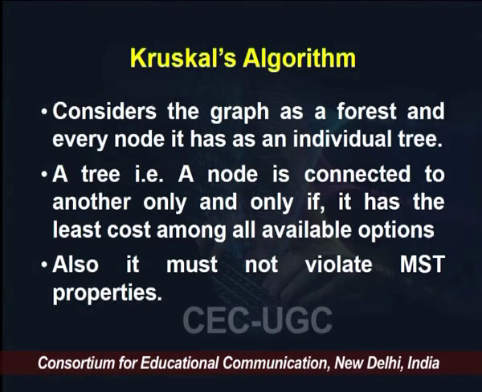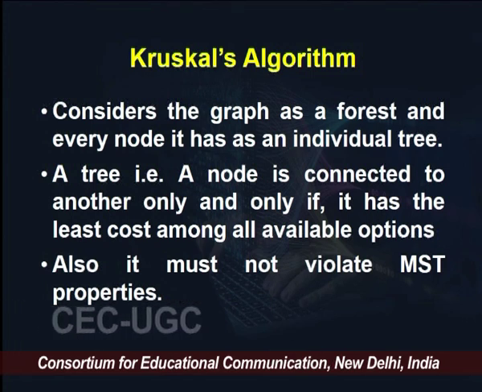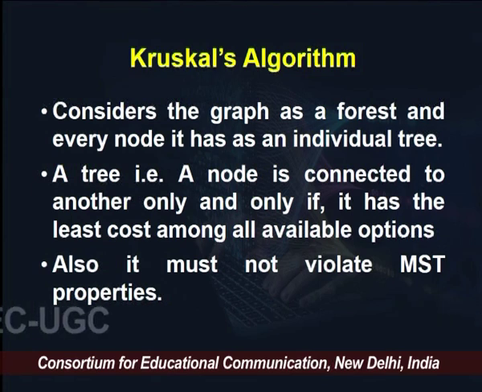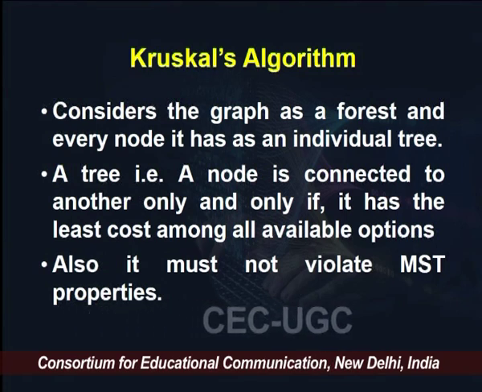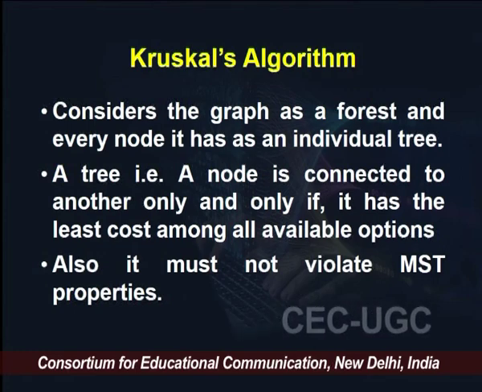A minimum spanning tree says that for a graph you need to visit all the vertices, and the sum of the edge weights should be minimum. That is what a minimum spanning tree is. Kruskal's algorithm is going to use the union find data structure. In it, the given graph is considered as a forest, and every node of the graph can be taken as an individual tree, and a tree, that is a single node, is connected to another if and only if it has the least cost among all the available options. Also it must not violate minimum spanning tree properties.